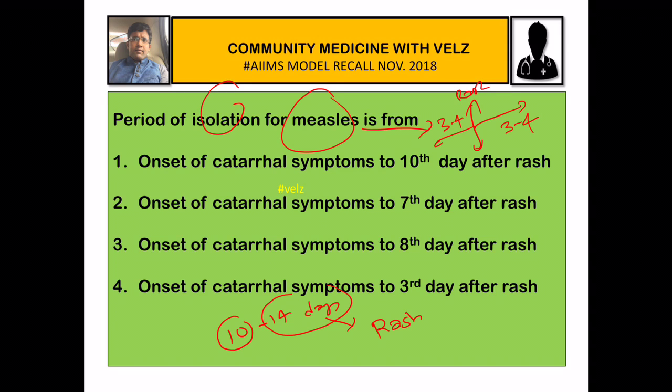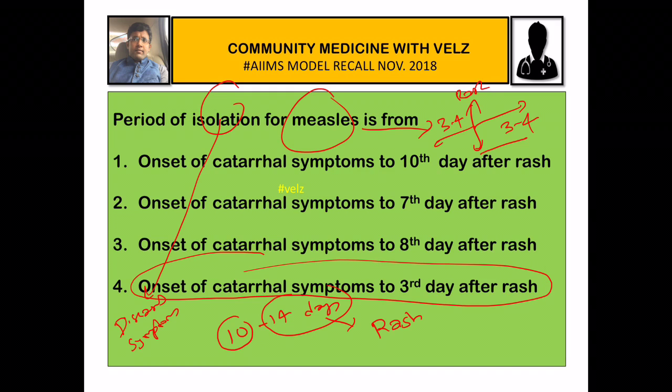So isolation we will do only for diseased persons. Only after the disease comes or the symptoms come can he know. So this isolation will be from the onset of the symptoms to 3 to 4 days after the rash. Onset of the symptoms to the 3rd day after the rash. Isolation means separation of the diseased persons from coming into contact with other healthy persons in order to prevent the transmission of the disease.